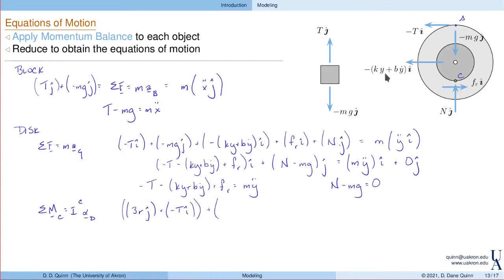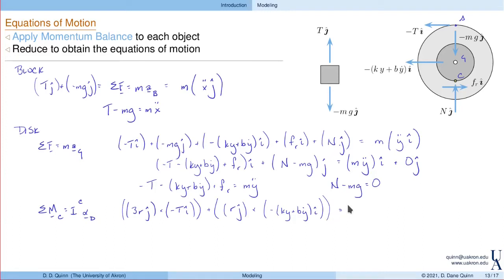Let's do the spring and damper force next. Here, the moment arm is basically R in the J direction, right? Because we're going to go from C to G, and then cross the force itself, minus Ky By dot in the I direction. And that gives me the moment from the spring and damping force.